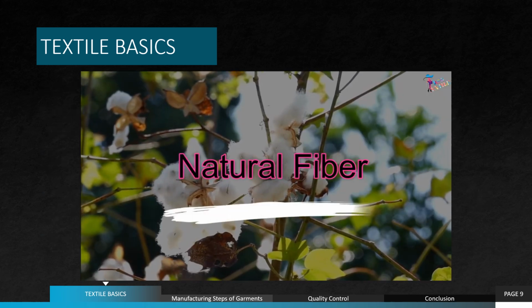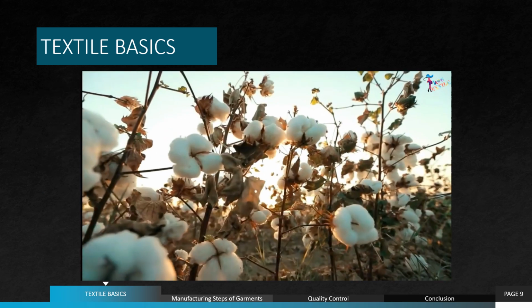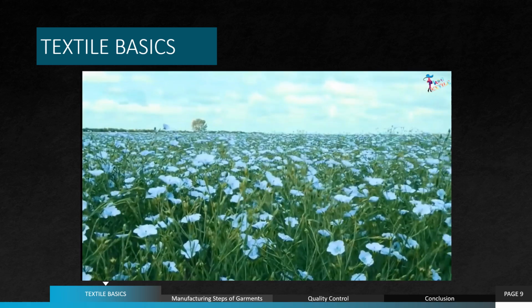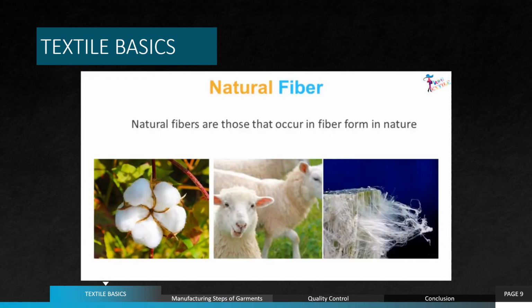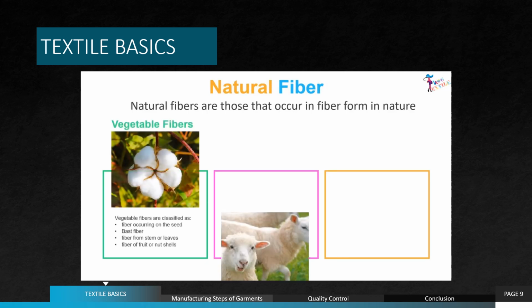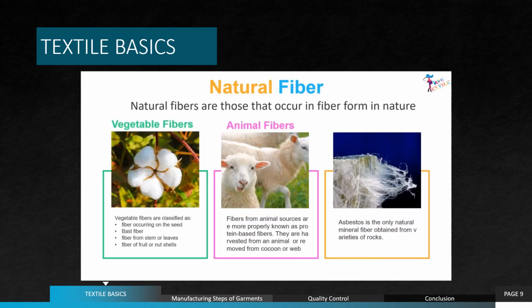Natural fibers. Natural fibers are those that occur in fiber form in nature. Traditionally, natural fiber sources are broken down into vegetable fibers, animal fibers, and mineral fibers.